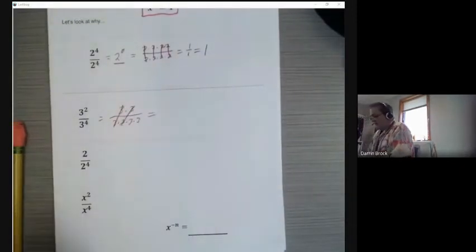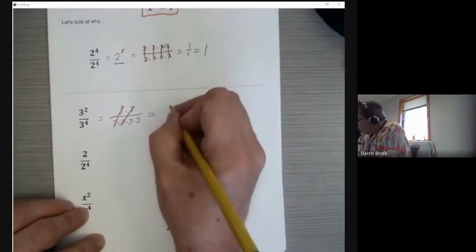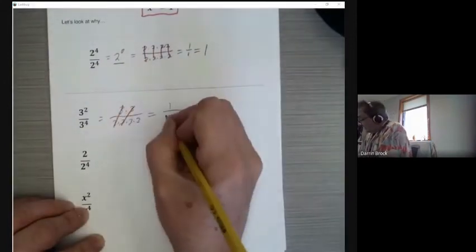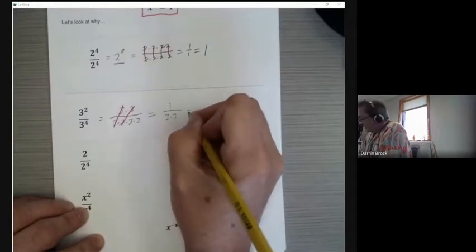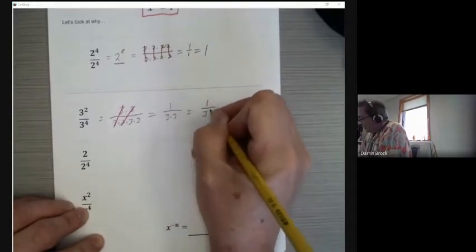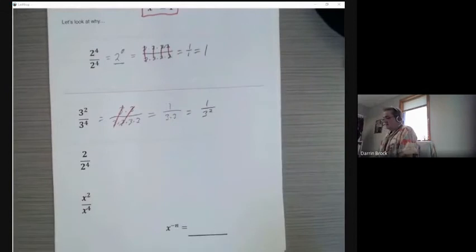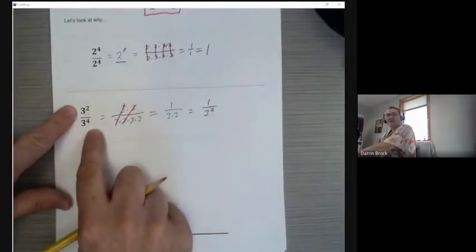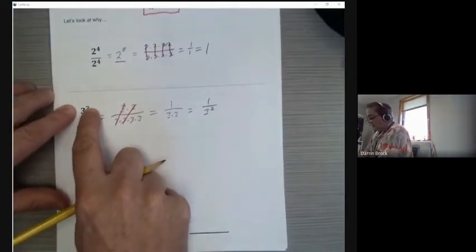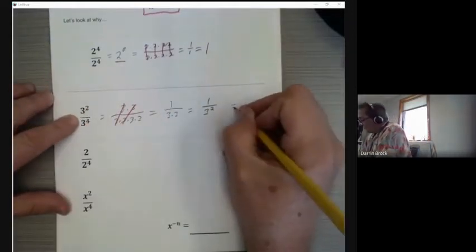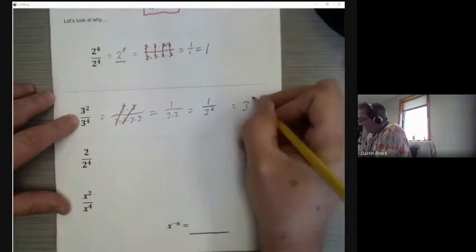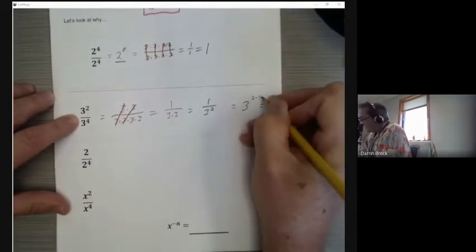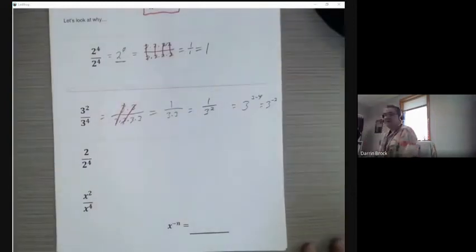We still have some 3's left, but they're on the bottom. On top, all we had left was the 1. 1 times 1. And here we have 3 times 3, which is the same as 1 over 3 squared. Well, if we use our division property, it said to subtract. 3 squared divided by 3 to the 4th: 2 minus 4, that's the same thing as 3 to the negative 2, because 2 minus 4 is negative 2.